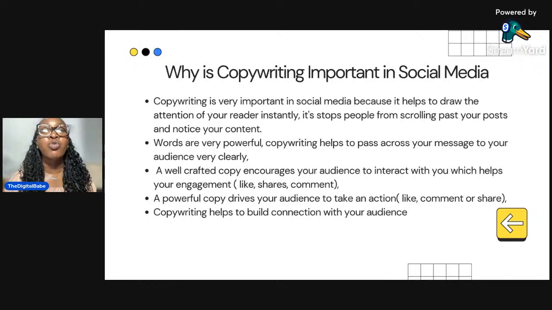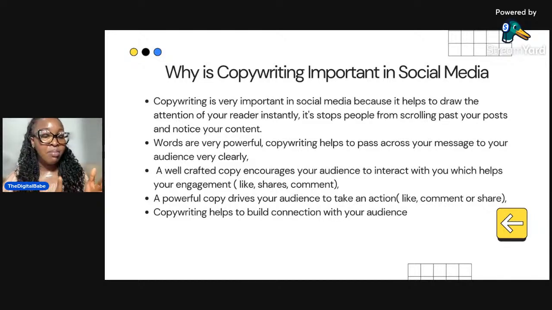And I gave an example of when somebody should write I love you in the caption. Even if you didn't see that I love you before, I don't know if this has happened to you before, your eyes will automatically look at that particular writing, because you know that, oh yes, that's a very powerful word, right? So yeah, words are very powerful, and copywriting helps to pass across your message to your audience very clearly.